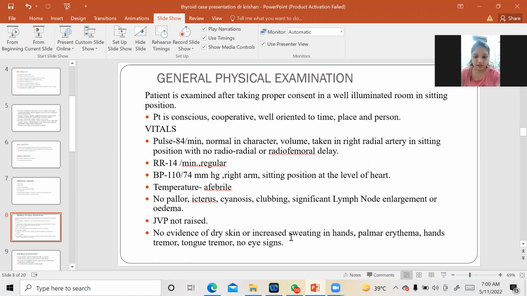There are many signs. I will tell some of them. Dalrymple sign, Geoffroy sign, Mobius sign, lead lag sign, and there are many actually. Stellwag sign you can also include. Exophthalmos, viewers should read that. Mobius sign is important. These are all the main ones.